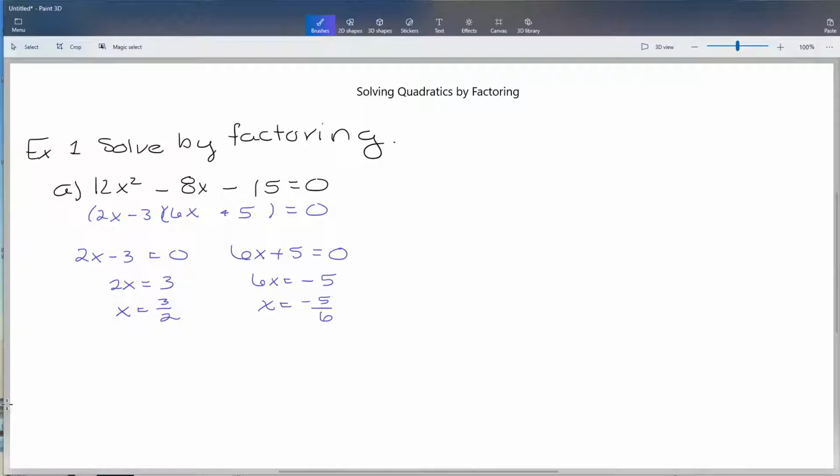Unlike with a linear equation where we saw that we only had one solution usually, there are a lot of times with quadratics, most of the time, you will have two solutions. Okay, let's go ahead and look at another example.